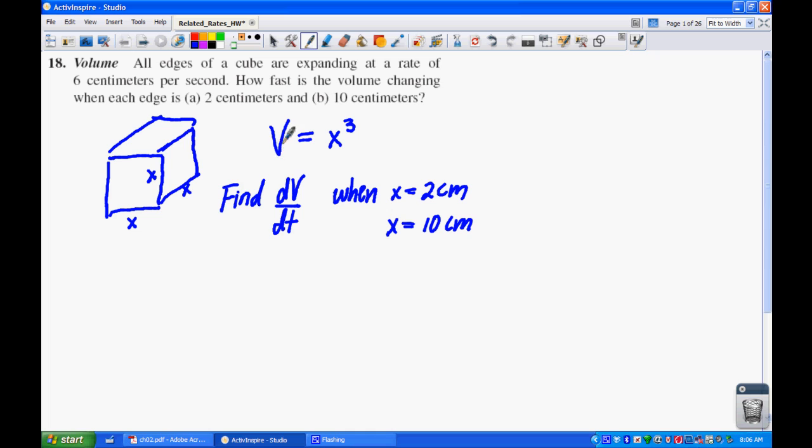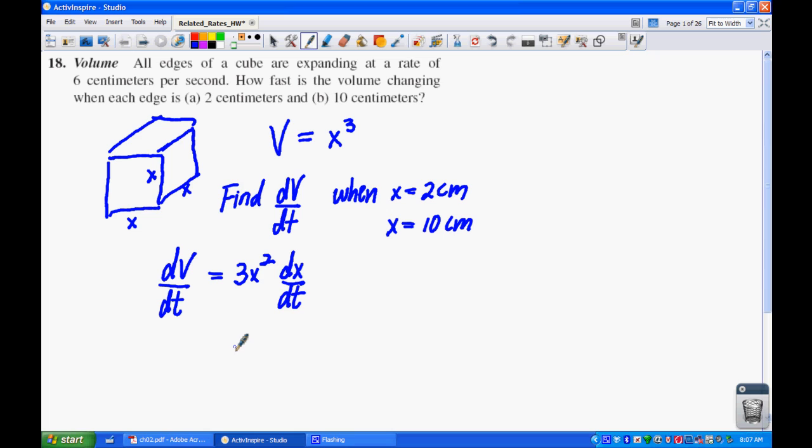When you differentiate this with respect to time, you're going to get dV/dt equals, now differentiate this guy with respect to time. We're using the chain rule. Put the 3 in front, subtract 1 from the exponent, you get 3x squared times the derivative of x with respect to t. So that should end up giving you dx/dt. So this is our related rates equation right here.